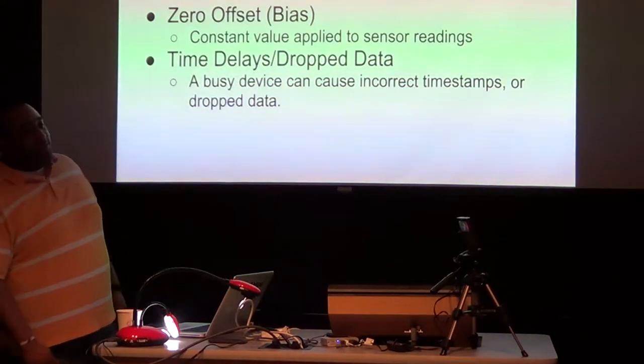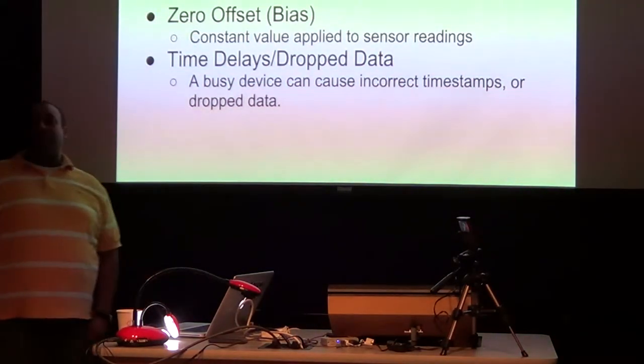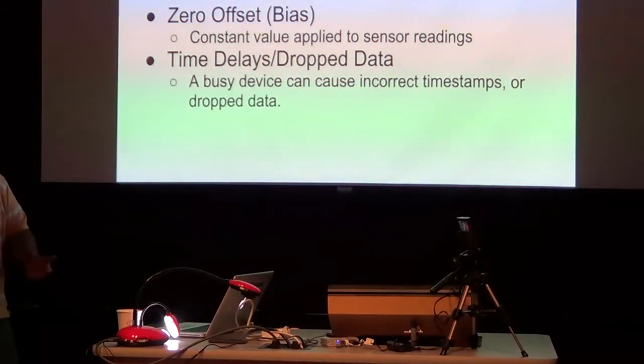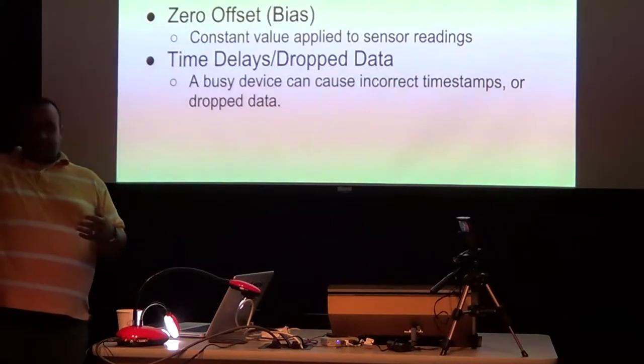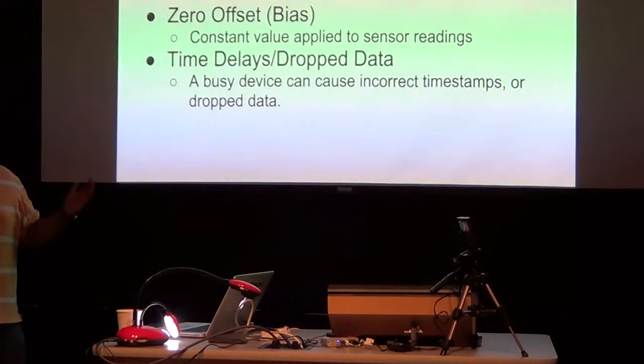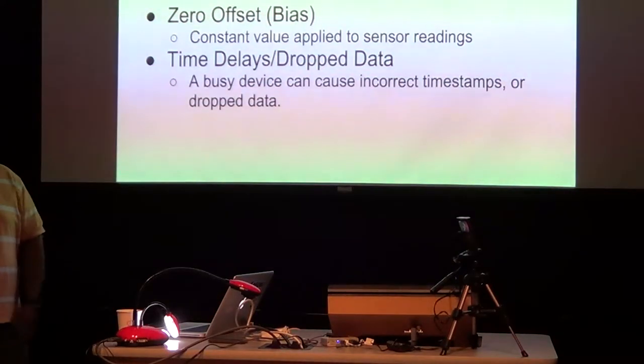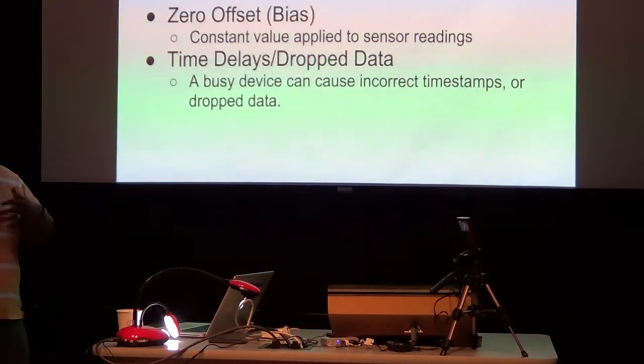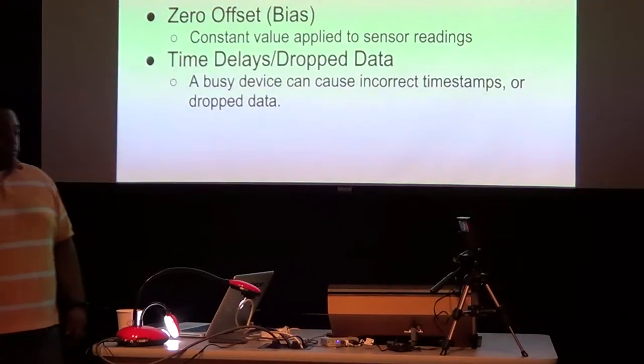As we talk about problems with sensor data, these are a lot of the things you have to overcome if you're going to process it. Things like drift, the force of gravity, and noise. Sometimes you'll be watching sensor data and all of a sudden you see it spike. Almost always you use a filtering algorithm. Zero offset or a bias. Time delays can also be a big one. If the device gets really busy, it can start dropping things on the floor.